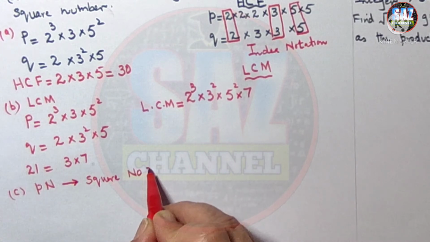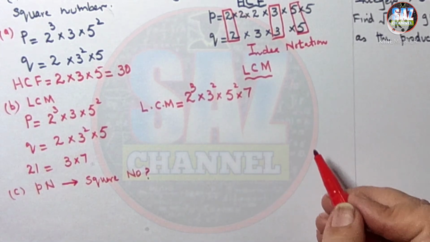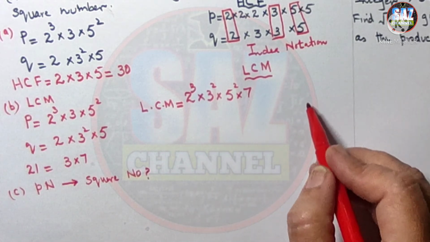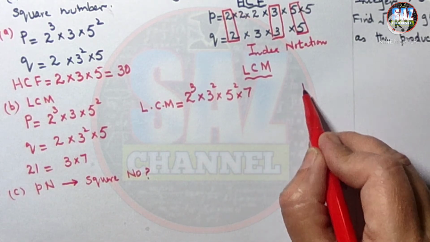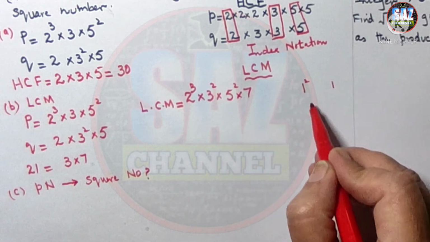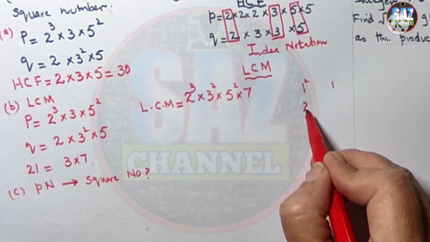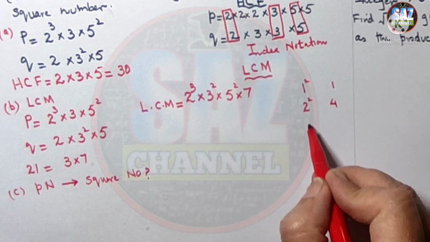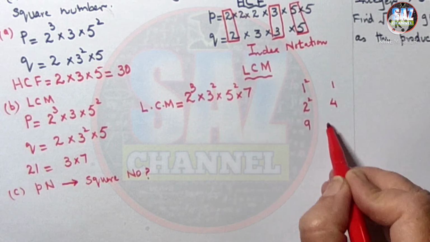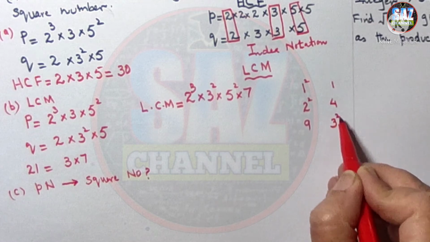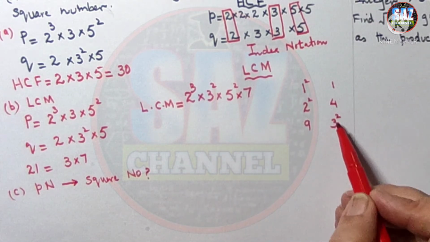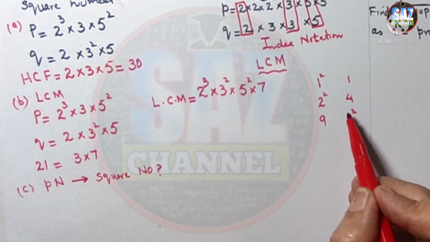Now first let's discuss and make up our mind what the square numbers are. Like if we talk about 1 square, this is 1, and 2 square is 4, or 4 is 2 square, or if I'm writing 9 here, it's 3 square. If we look at the pattern, we can see that if the number is a square, it can be expressed with even powers.